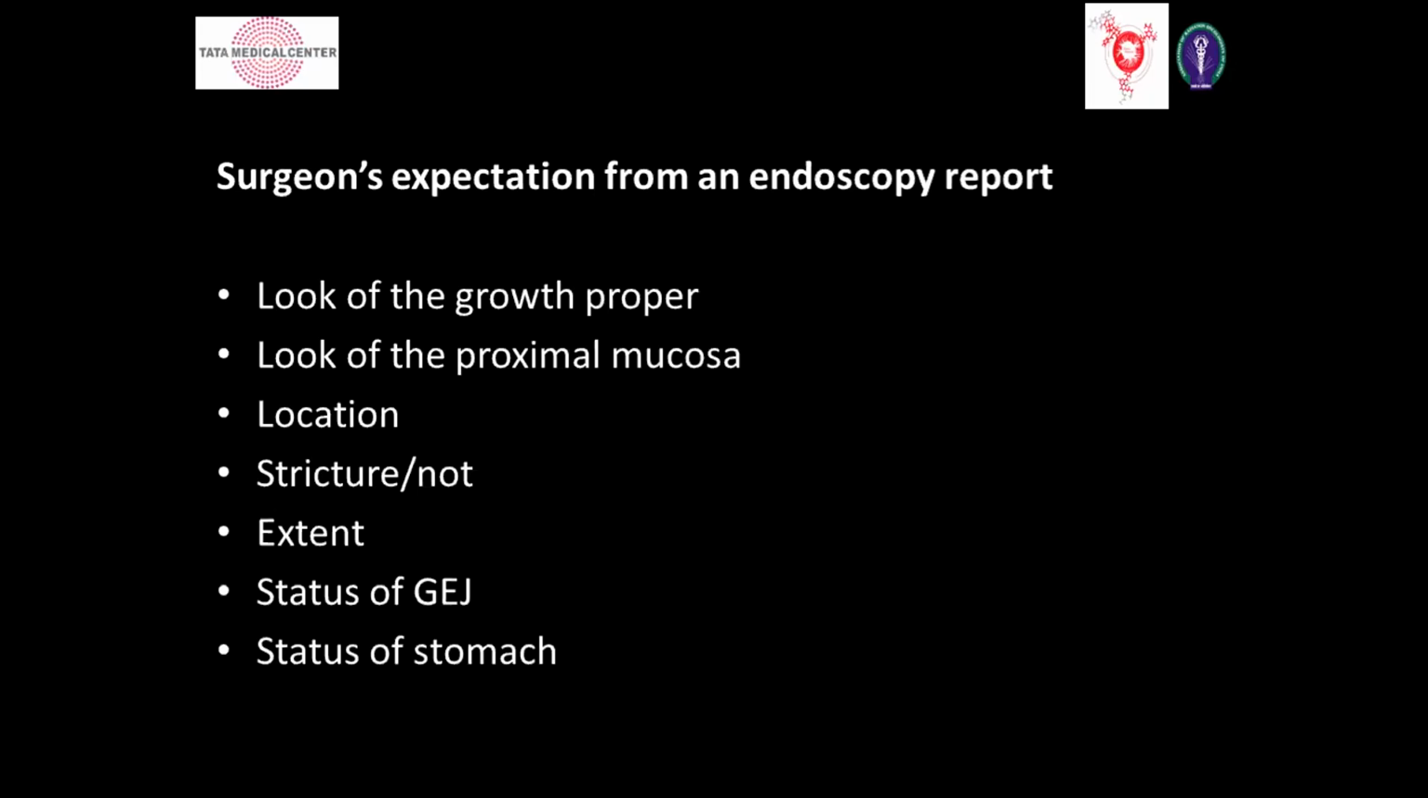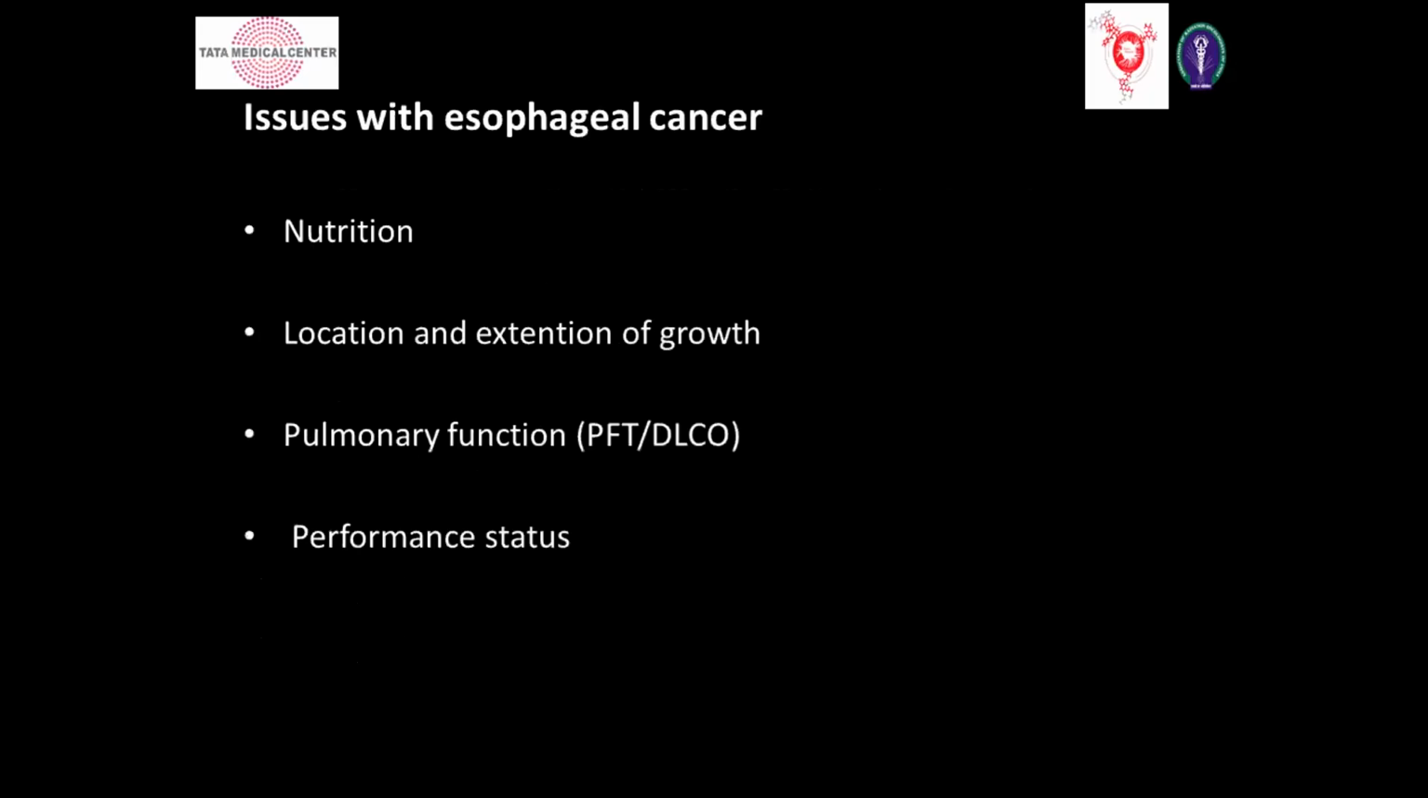Then the location, the stricture, where the scope is going beyond, whether we can see the extent of the disease, and the condition of the stomach. It's very, very important, because if there is any lesion below, our surgical plan will be different, treatment plan will be different. Now, a patient comes with an esophageal cancer.